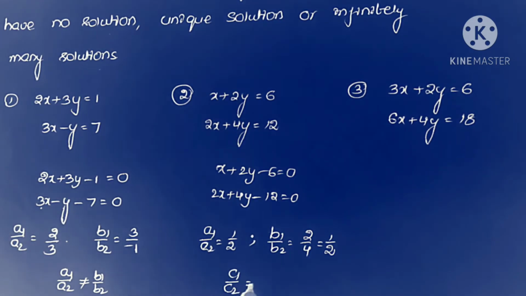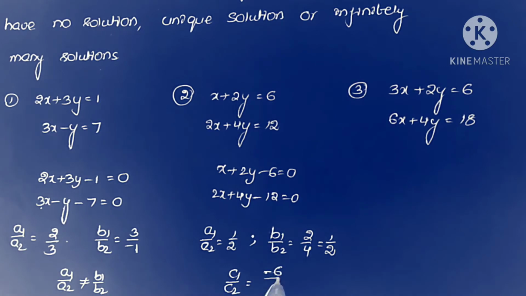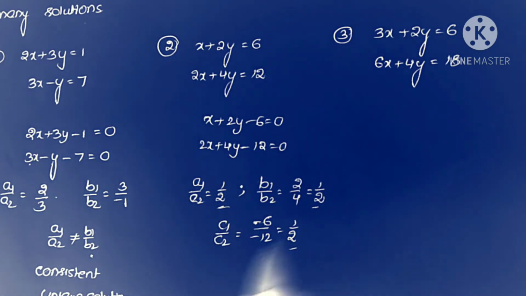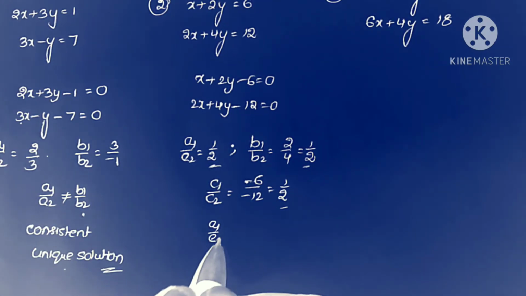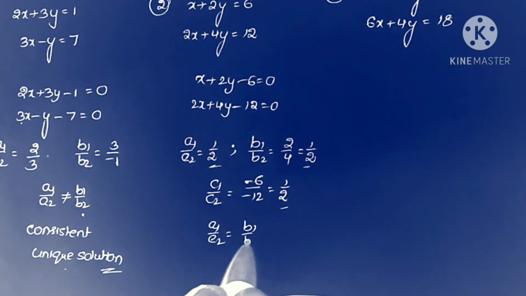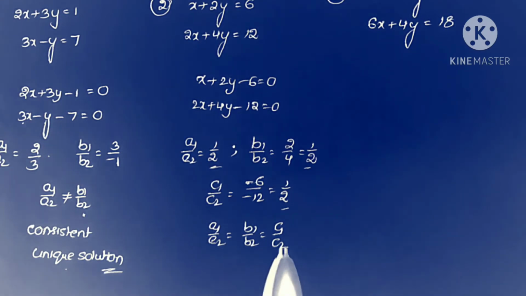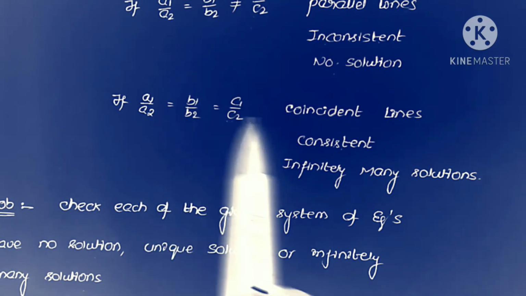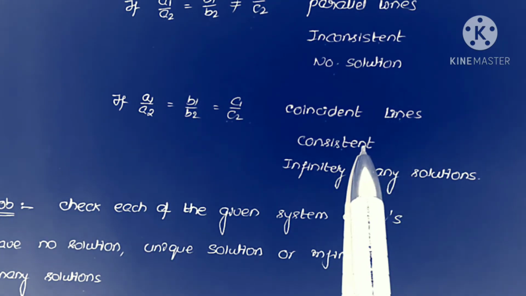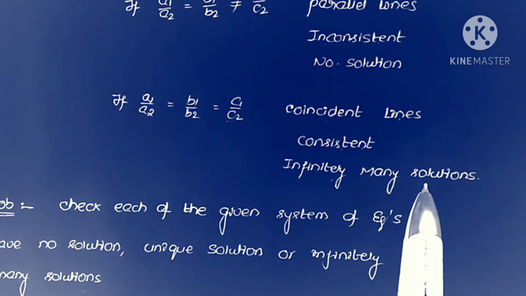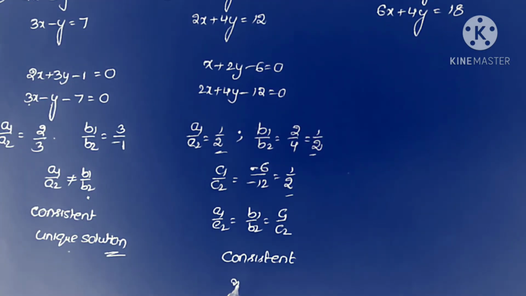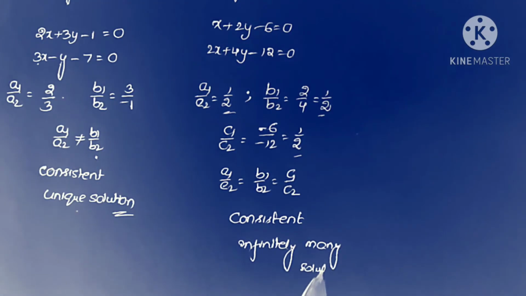And c1 by c2? Minus 6 by minus 12, which is also equal to 1 by 2. So 1 by 2, 1 by 2, 1 by 2, all are equal. Therefore a1 by a2 is equal to b1 by b2 is equal to c1 by c2. That is, the lines are coincident and consistent and it has infinitely many solutions.